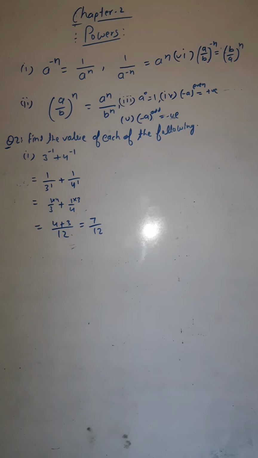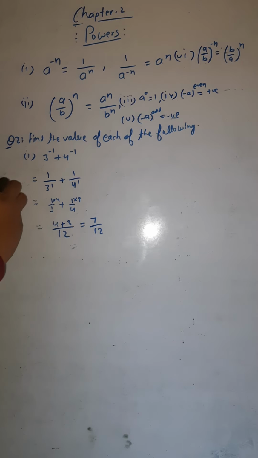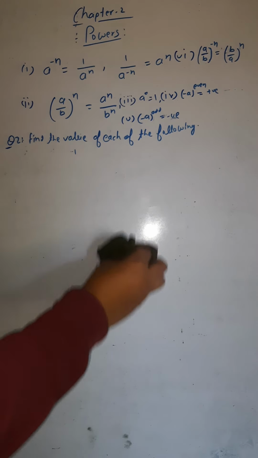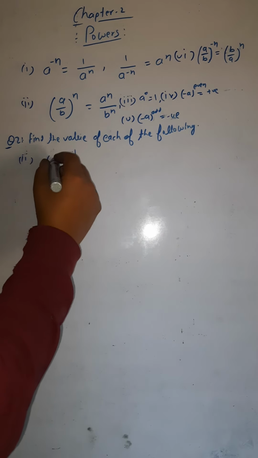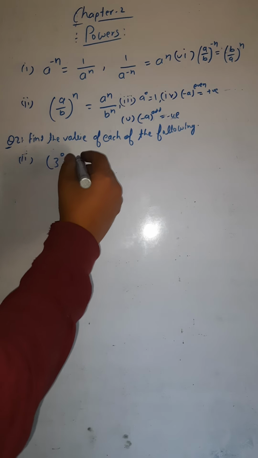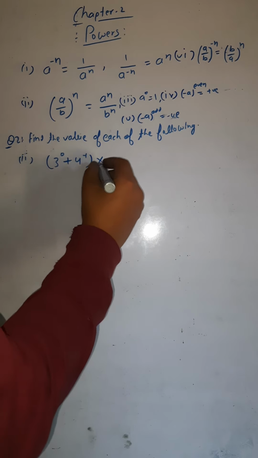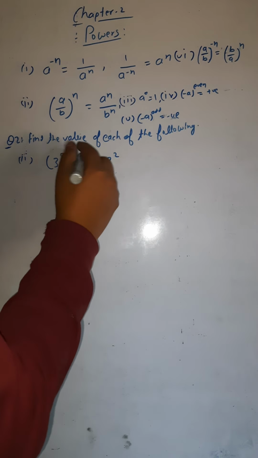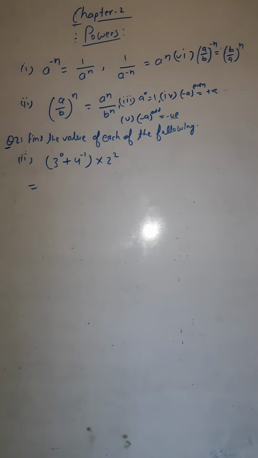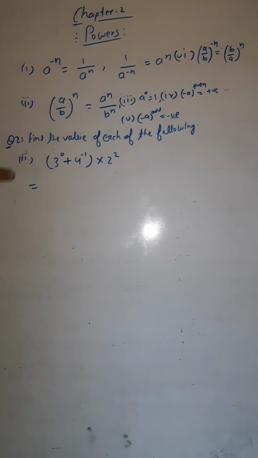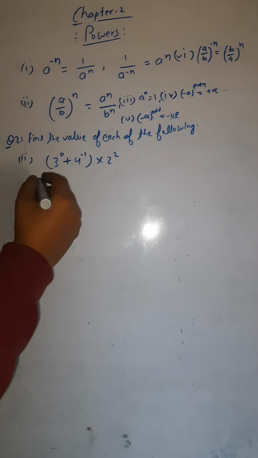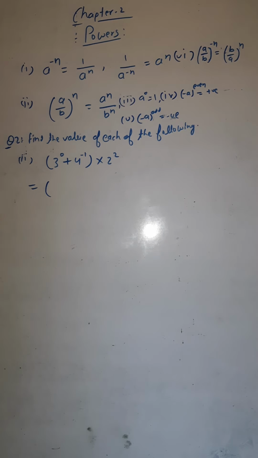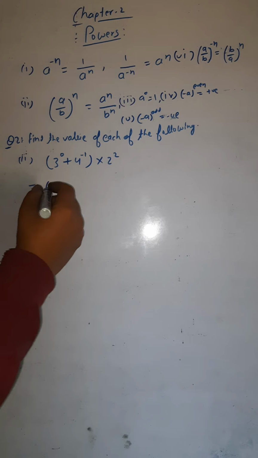Then after that we would be doing the second question. And the second question, if you have noted it, is 3 raised to the power 0 plus 4 raised to the power minus 1, multiplied by 2 raised to the power 2. Similar to the earlier question. So here, 3 raised to the power 0, what does it mean? Any number having the power as 0 would become 1. So 3 raised to the power 0 means it is 1.